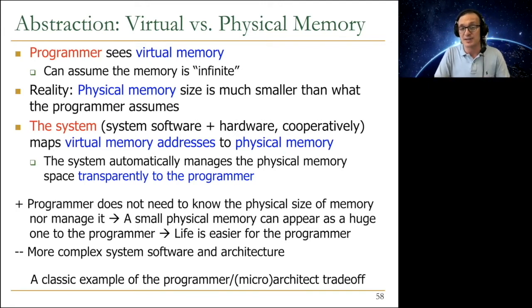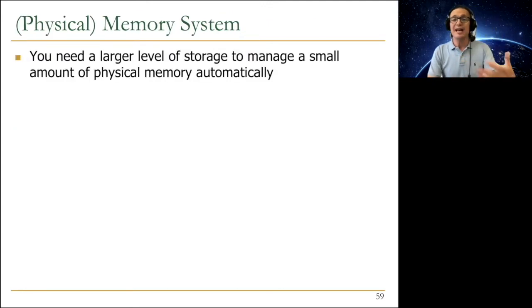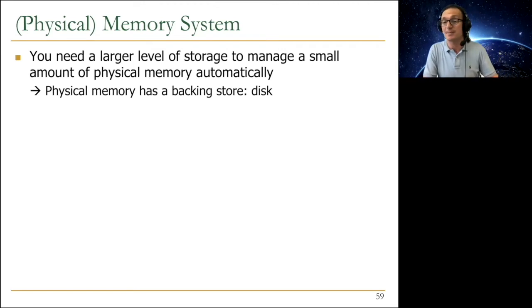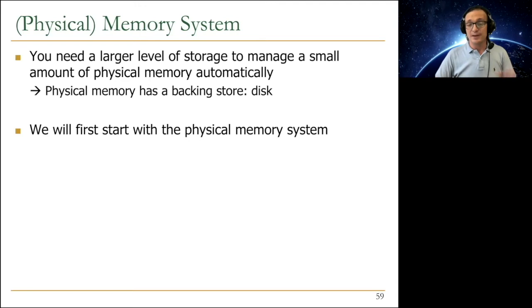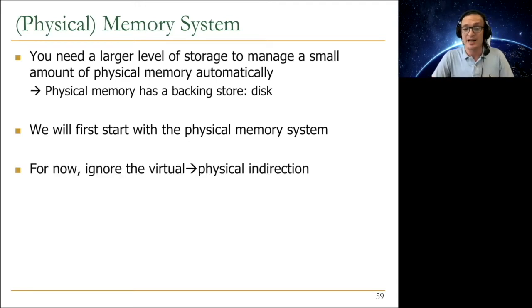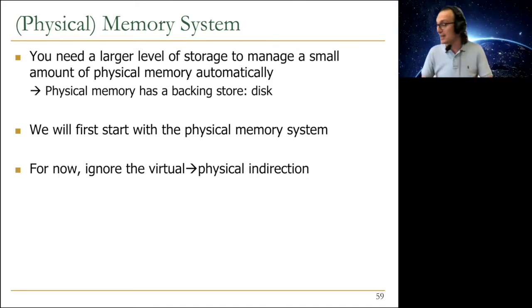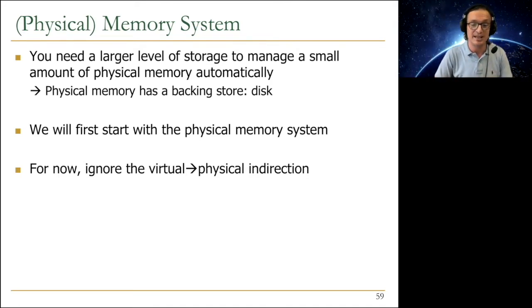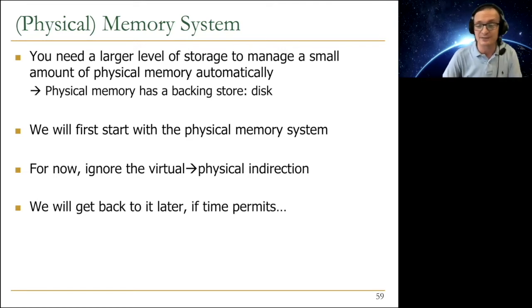So we're going to get back to this. But for now, assume that we have a physical memory system. You need a larger level of storage to manage a small amount of physical memory automatically. So there should be a backing store to main memory. And physical memory also has a backing store. It's called the disk. That's why we have disks. But we will first start with the physical memory system. And for now, we're going to ignore the virtual to physical indirection. And that's a good idea because we should really understand the underlying organization of the memory technology first. And we will get back to it later if time permits. And it looks like the time is going to permit next week or the week after.